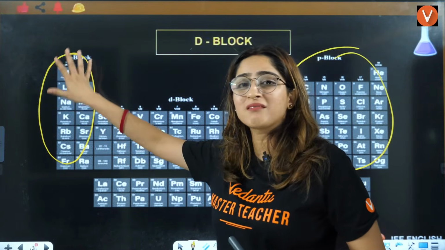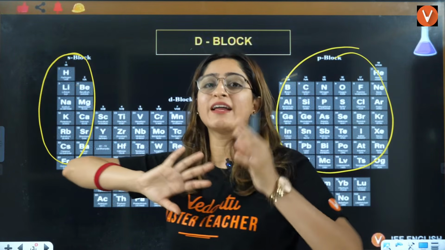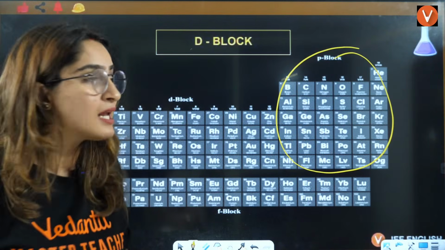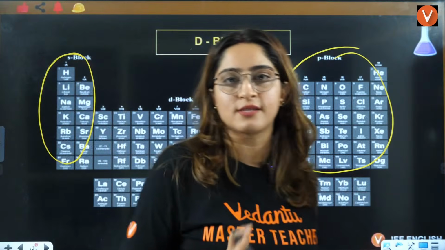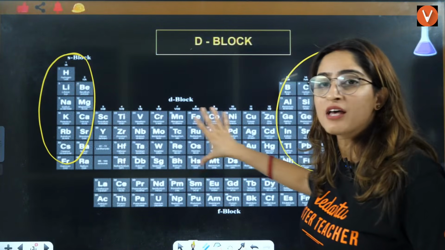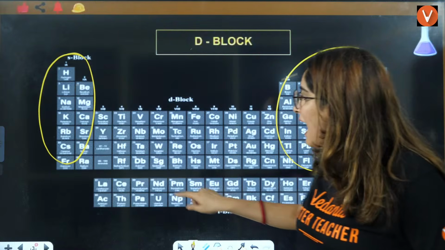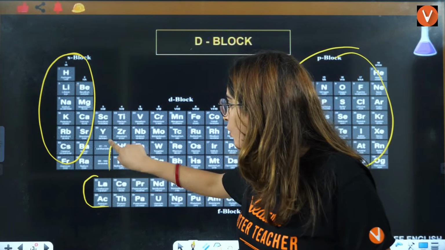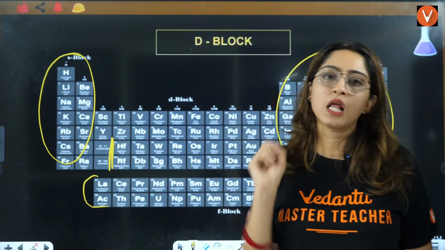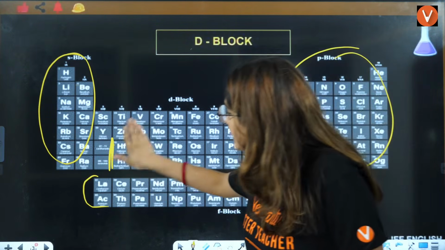The S block and P block have entirely different properties, right? And this D block serves as a transition phase. That's why they are called transition elements. And why is the F block called inner transition elements? Because it is somewhat inner to the transition elements, right?